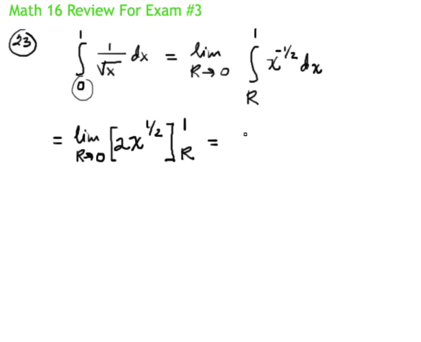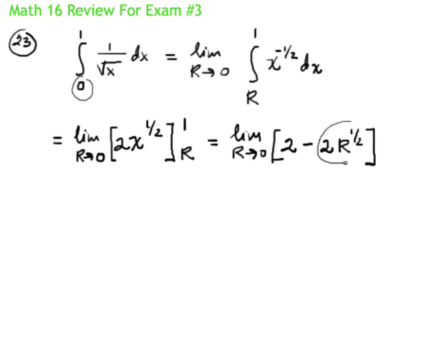All right, let's substitute in here. Substitute in 1 minus, substitute in r. Okay, now as r goes to 0, this second term goes to 0. So this limit's equal to 2, and the integral converges.